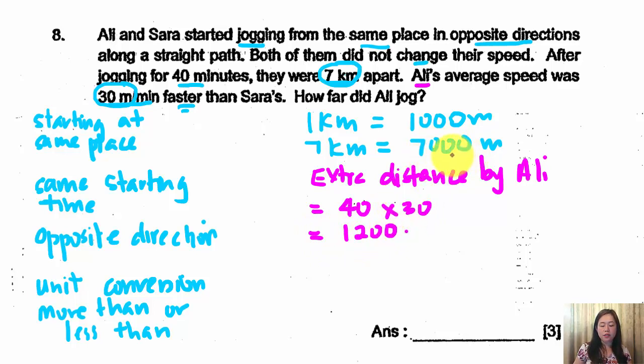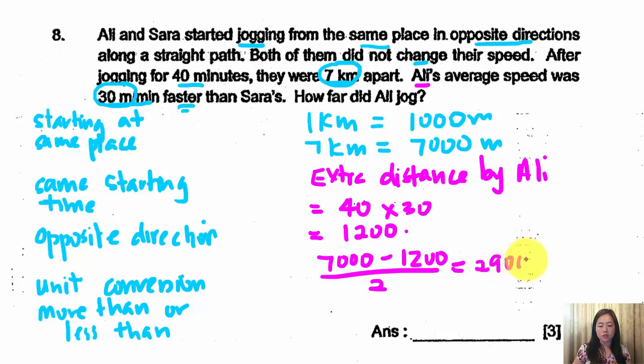So the remaining distance will be covered by both Ali and Sarah in equal portion. So 7,000 minus 1,200 divided by 2 is actually equal to 2,900 meters. So to calculate how far Ali has jogged, it will be 2,900 plus 1,200 meters.